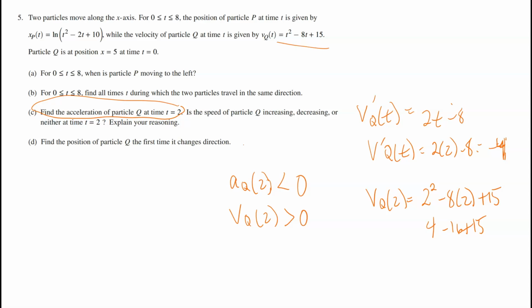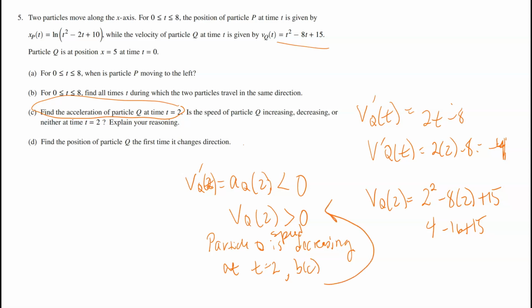In fact, I may need to add to this V prime Q of t because I want to use their notation as well. I should have used a 2 here. Okay, so their notation, it would be a V prime, and that is acceleration, and that's less than 0. So one is negative and one is positive. So what I'm going to say is particle Q's speed, sorry, I left out a word, is decreasing at t equals 2 because, and then I would write that. Okay, so that would be what my sentence looked like.